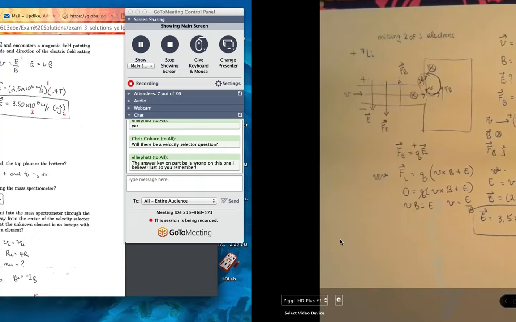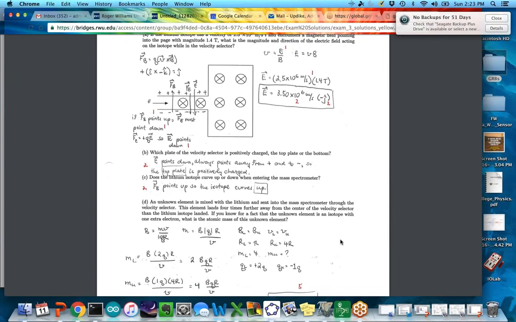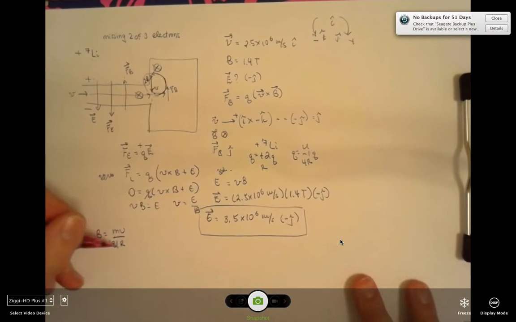Okay, so this told us to compare it to an unknown element. So we've got lithium-7, which is positive, with a charge of positive 2Q. And the unknown one lands 4 times farther away. So this lands at R, this one lands at 4R. This is unknown, and it has 1 extra electron, so it has a minus 1Q charge. All right, and we know that B equals mv over QR.